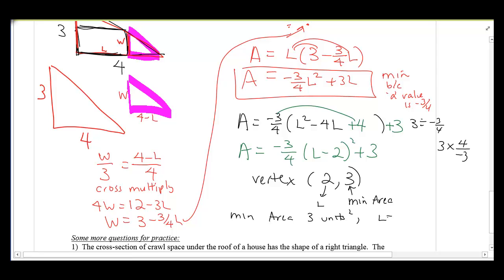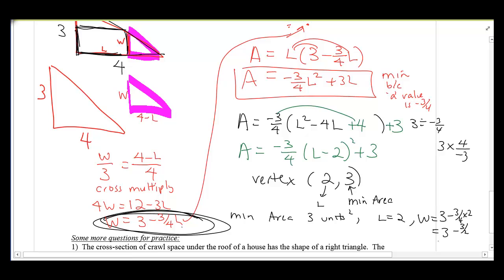The length is 2, and how do I calculate the width? Well, you know this is rectangle, so you can just take the area divided by length, so 3 divided by 2. Or, if you want, you can just go ahead and use this equation that relates width and length, and just plug in 2 there. So 3 take away 3/4 times 2. That's 3 minus 3 over 2. I think that's just 3 over 2, or 1.5.